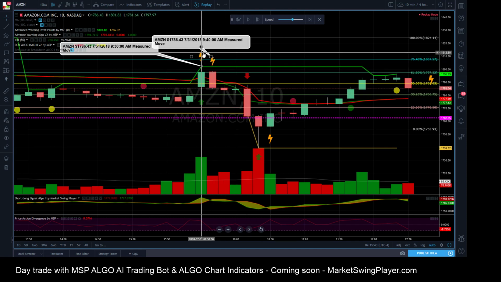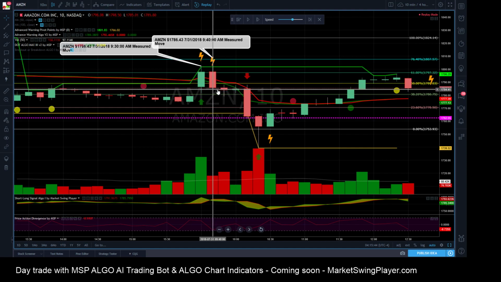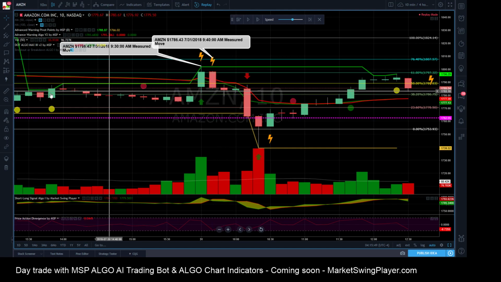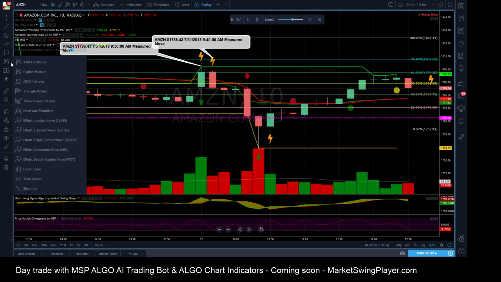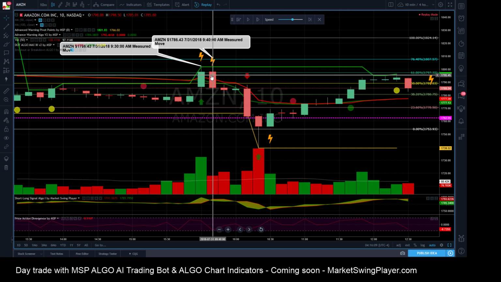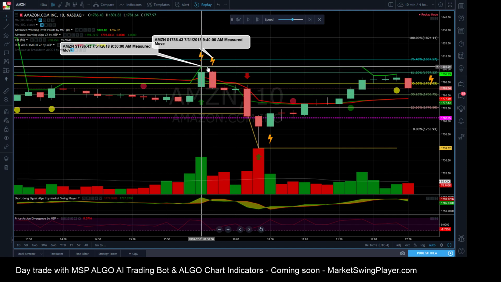So here's where we got our measure move alerts. We see that it did exercise that price action. This is a huge flush here. So what would you do? The key is to watch the candle where it came out. Normally what it tries to do is retest the resistance, and if it cannot, then it'll fail.